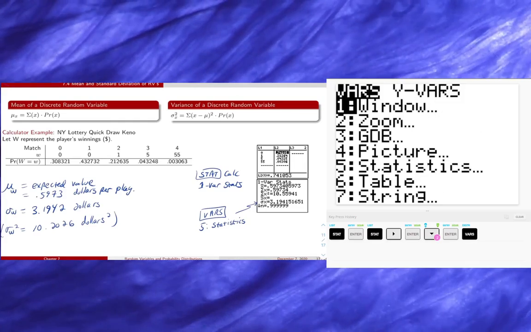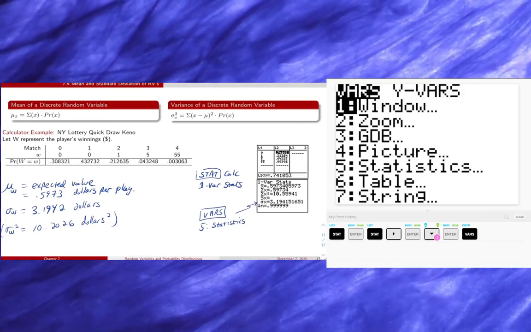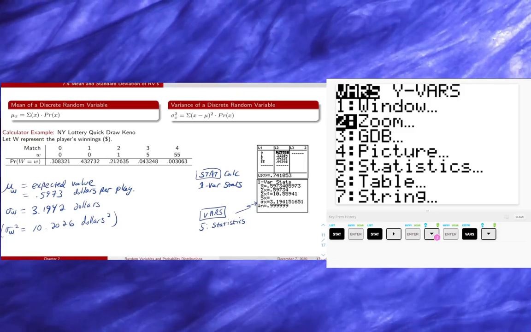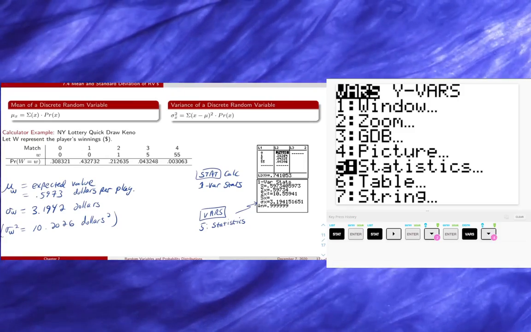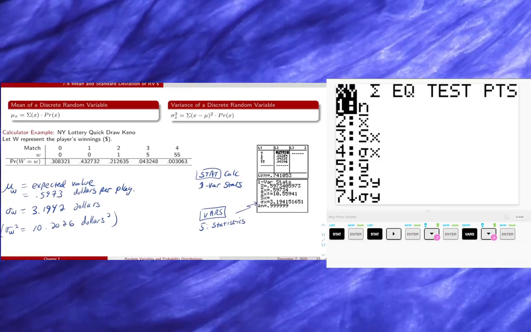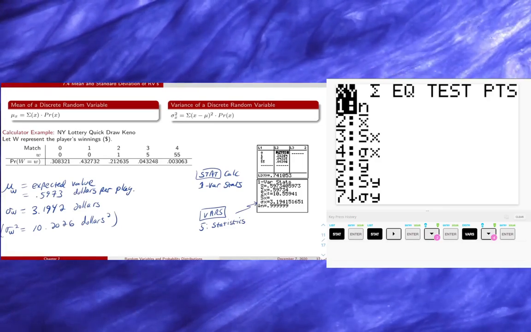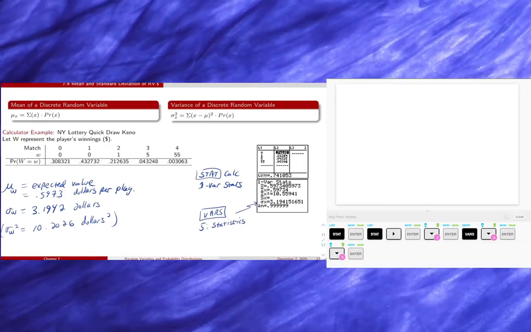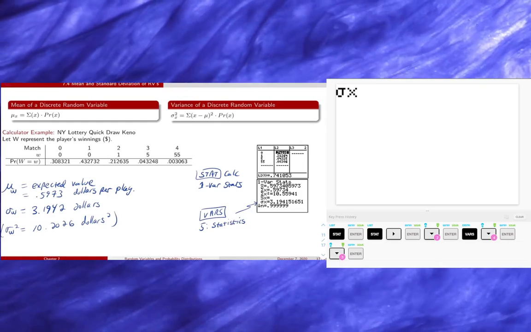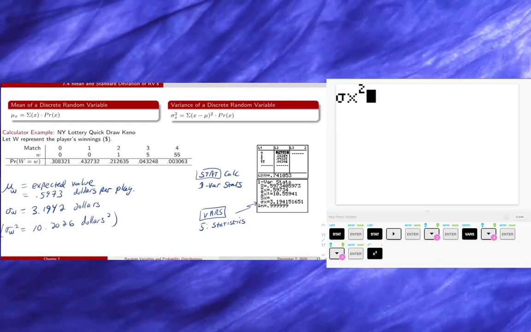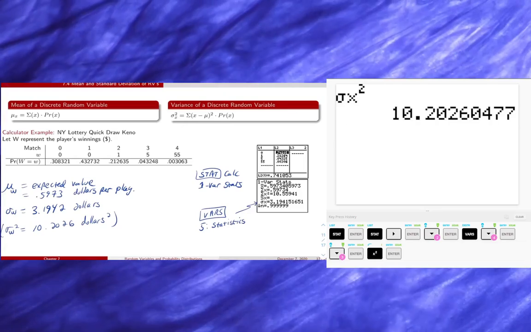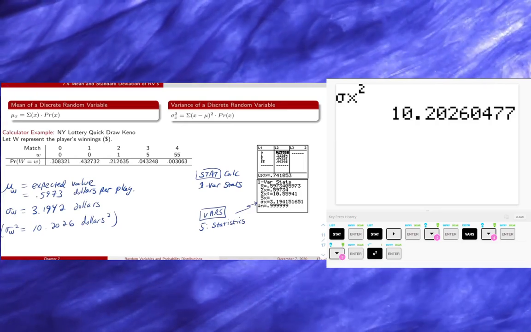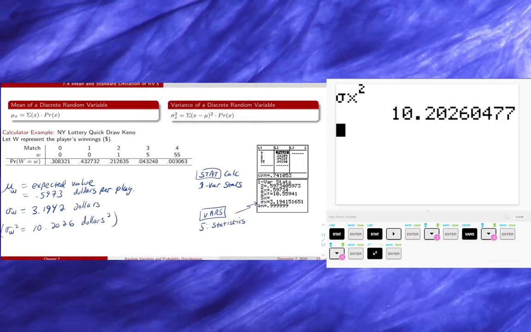So what I'm going to do is press vars, go over down to statistics. When I press the vars button and move down to statistics, which is choice 5, press enter. I'm going to go down and choose the fourth option, which is the standard deviation. Enter. And now from the home screen, I'm going to square that number, and that produces the variance of 10.2026, which I can see is written down right here.